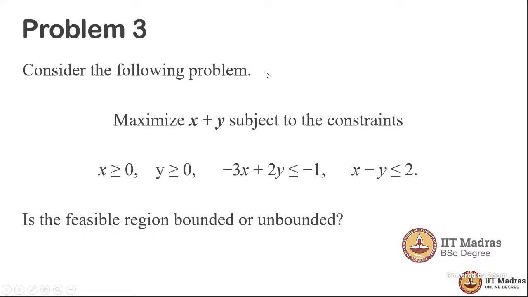On the third problem, consider the following problem: x plus y subject to the constraints. We have 4 constraints: x comma y greater than or equal to 0; the first constraint is minus 3x plus 2y less than or equal to minus 1; x minus y less than or equal to 2. Is the feasible region bounded or unbounded? It is going to be bounded, because x should be greater than or equal to 0. And if you plot this one, you can see.